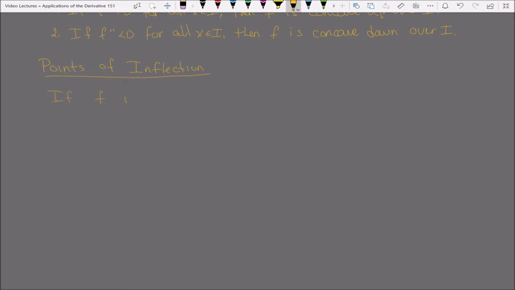So if f is continuous at a point I, and f changes concavity at I, then the point I, f of I is an inflection point or a point of inflection of f. Notice here, I must be within the domain of f to be a point of inflection.